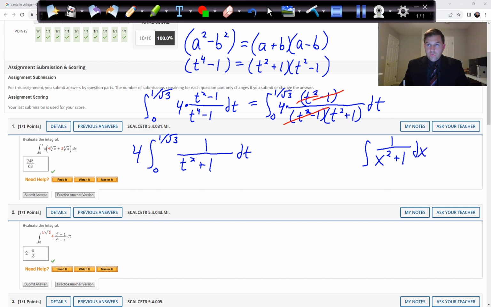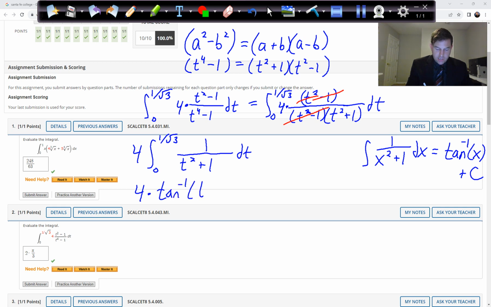If you have the antiderivative of 1 over x squared plus 1 dx, the answer is the arc tangent of x plus some constant of integration. But we don't have that constant of integration here because this is a definite integral. This form, 1 over something squared plus 1, has an antiderivative of arc tangent. So this is going to be 4 times the arc tangent of t, because we're using t as our variable now, from 0 to 1 over root 3.